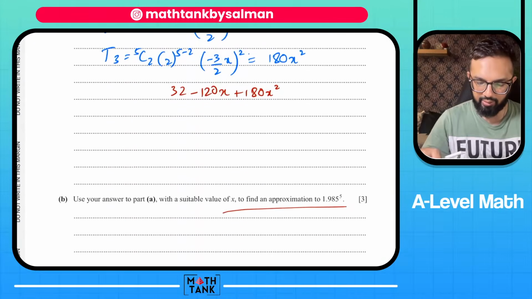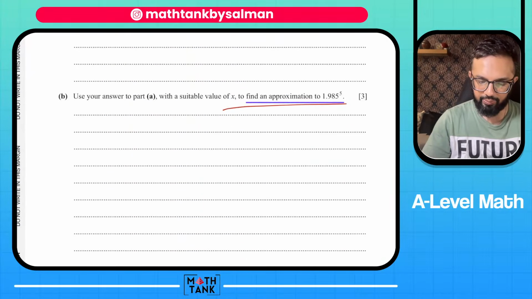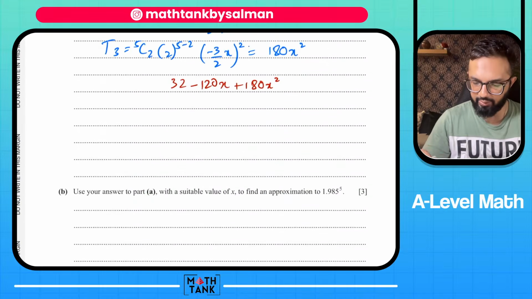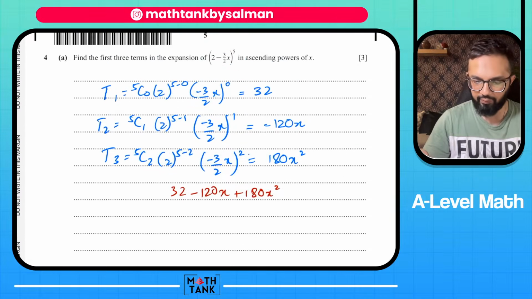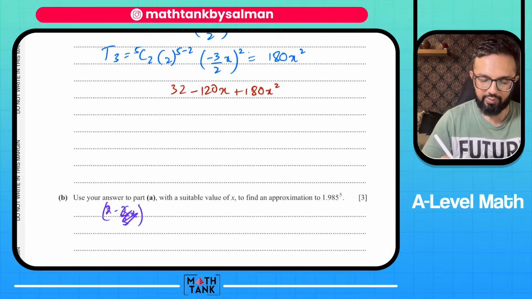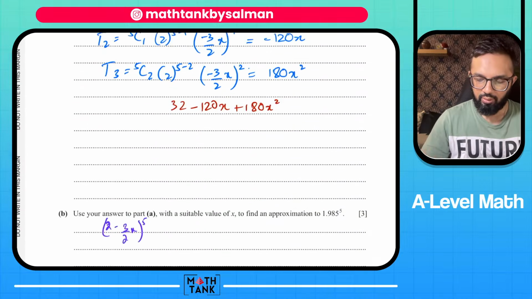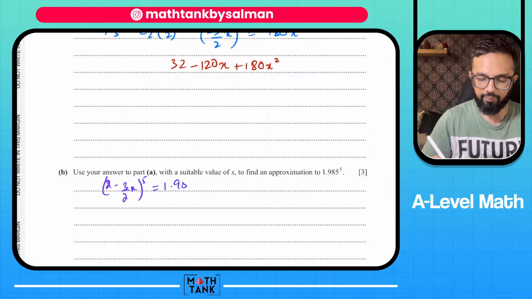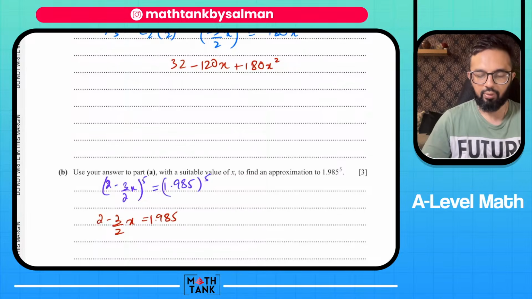Okay, so I missed this question. I don't know why, but let's see this. It says use your answer with a suitable value of x to find an approximation of 1.985 power 5. Okay, so if you notice, you have 2 minus 3 over 2 power x is equal to 1.985 power 5. So what I want to estimate is what value of x I should be using. So 2 minus 3 over 2x equals 1.985.